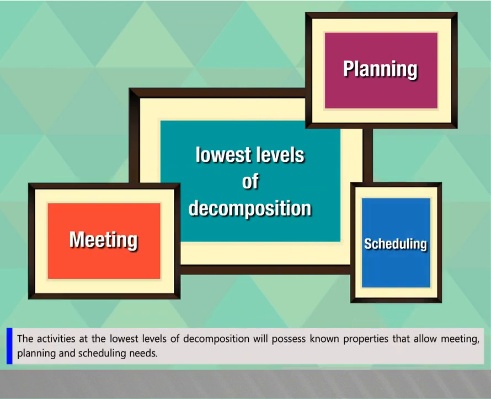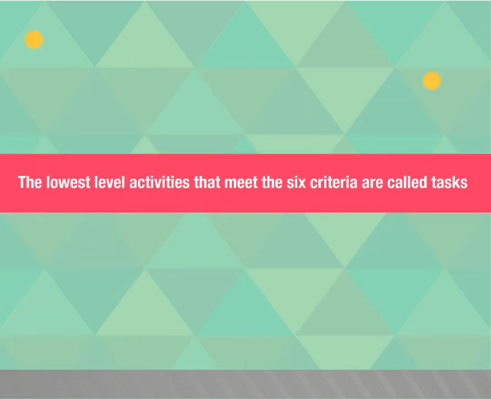The activities at the lowest levels of decomposition will possess known properties that allow us to meet planning and scheduling needs. The lowest level activities that meet the 6 criteria are called tasks.